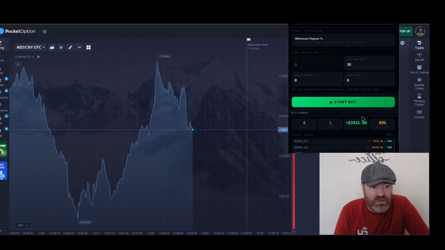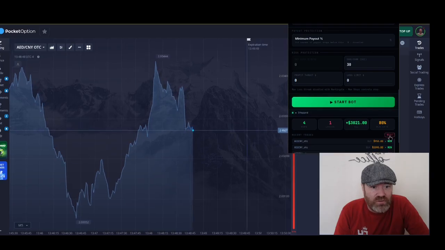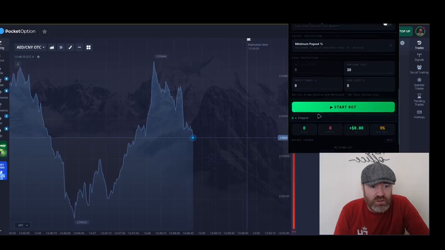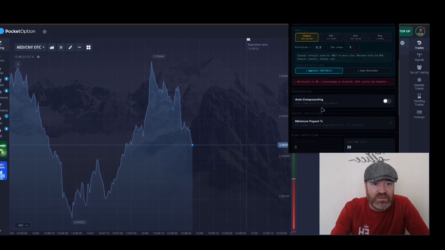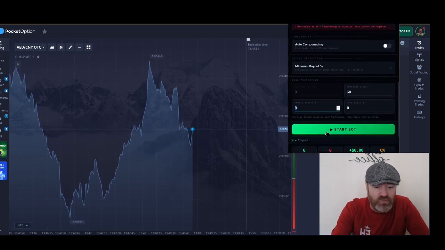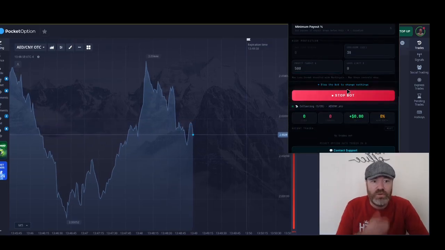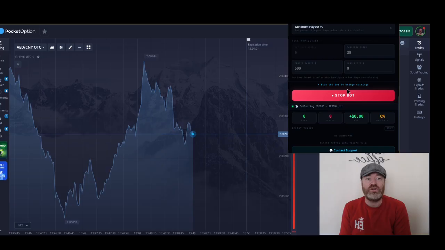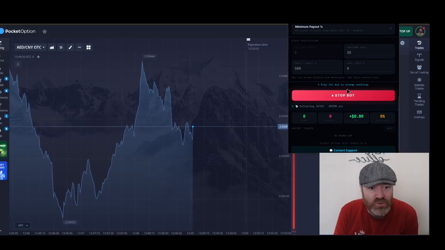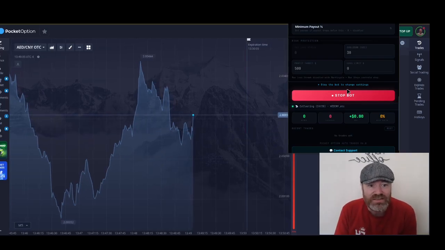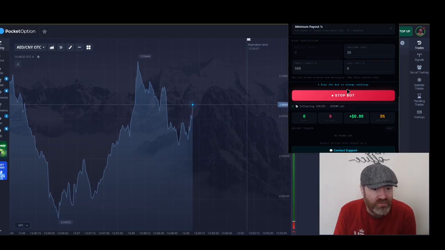We will put a target. Let's reset this one. Let's put a target, let's put it to 500. And then we start up. Now he's looking for a trade. This will go quite fast because this strategy is not so complicated.